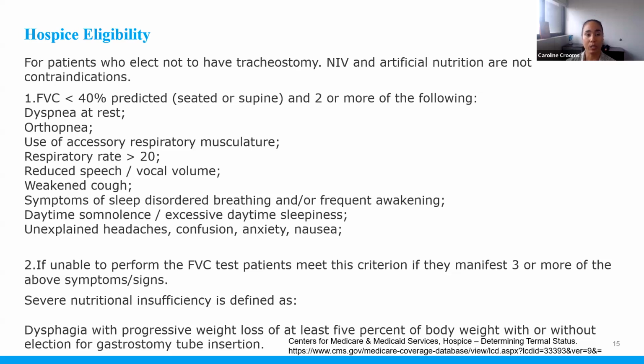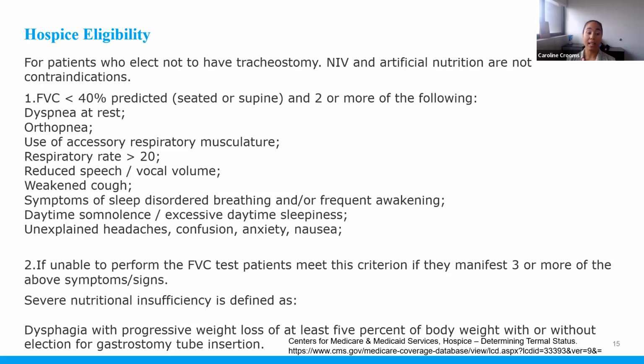So for patients who elect not to have a tracheostomy, these are the recommendations from CMS. So the first piece is their respiratory status. So if they have forced vital capacity less than 40% of predicted, either seated or supine, and 2 or more of the listed respiratory symptoms, so things like dyspnea at rest, orthopnea, weakened cough, etc.